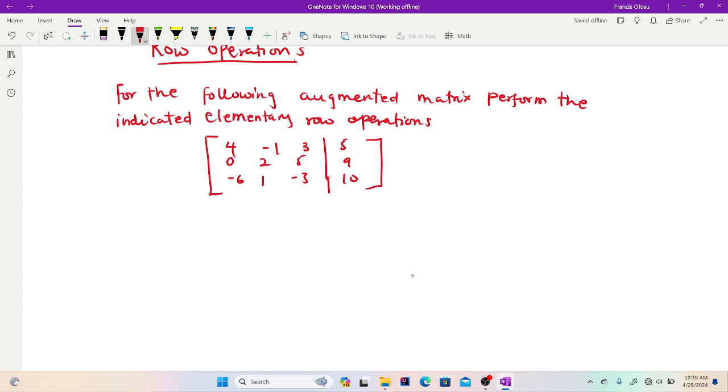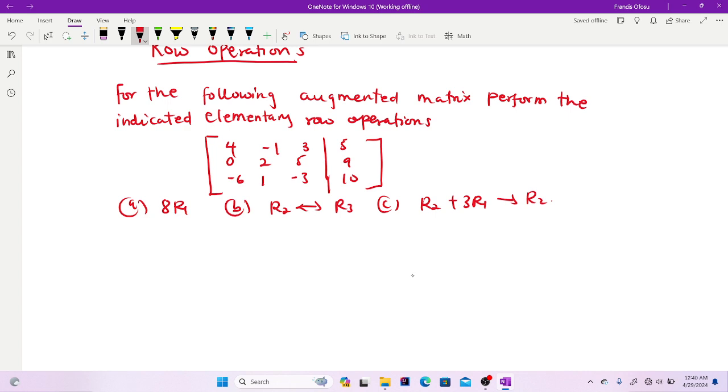So let's perform this. The first row operation is 8R1, B is giving us R2, implying R3, then C is R2 plus 3R1 switching with R2.